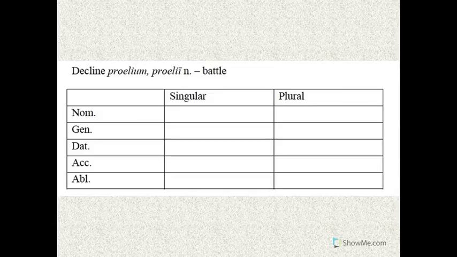All nouns, regardless of gender, which end in ī, that is a long I, in the genitive singular belong to the second declension. So proelium, proelii, is a second declension noun. We can immediately identify proelium as a neuter noun because it ends in -um in the nominative singular. And all nouns which end in -um in the nominative singular are second declension neuters.